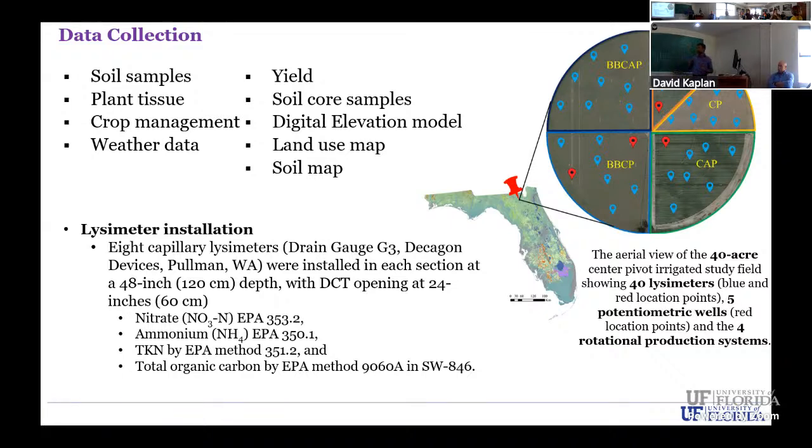But this field is a unique field, believe me. I have never seen, and there are a few scientists sitting here who can tell us, I have never seen a field that has 40 drain gauge lysimeters in one field. In one field, 40 drain gauge lysimeters, I've never seen. So this is one of the premium sites, I can say, but I will disprove that later.